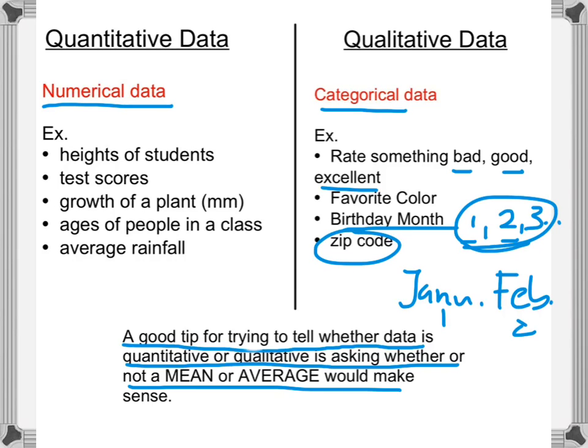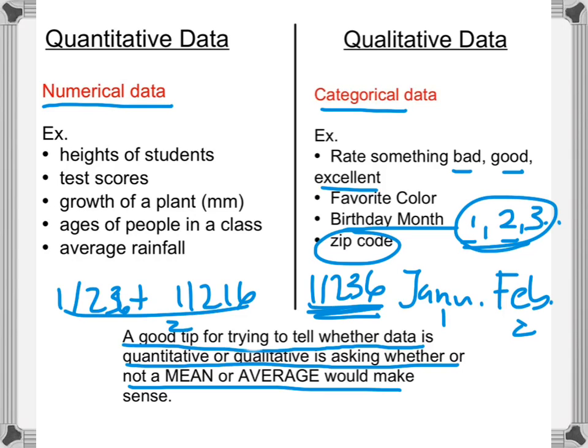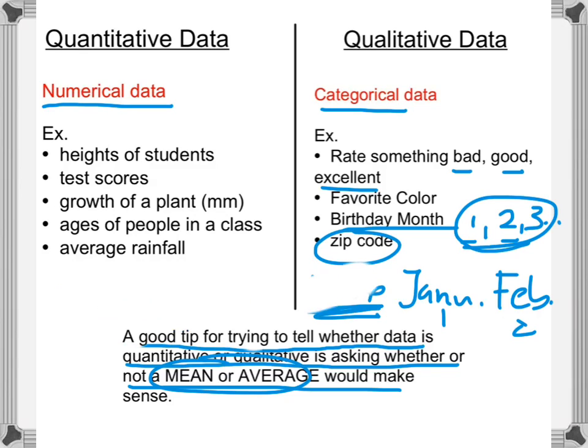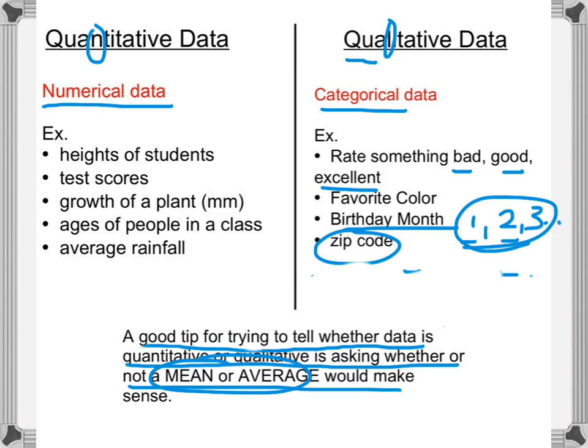A zip code is like that too. Let's say the zip code of our school is 11236, right? Even though this is numerals, it's more categorical data than numerical. You wouldn't take two people's zip codes like 11236 and 11216 and add them together to get an average, because that number wouldn't mean anything. So when you can't take a mean or an average, then the data is categorical, or the other way of saying it is qualitative. The only difference between these two words is one has an L and one has an N for numerical.